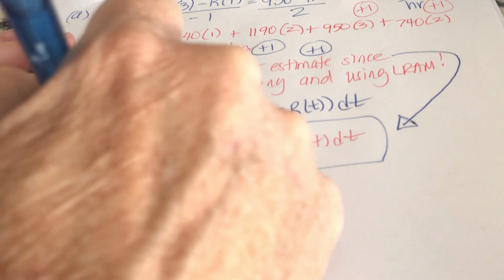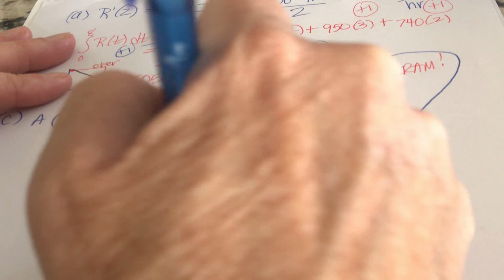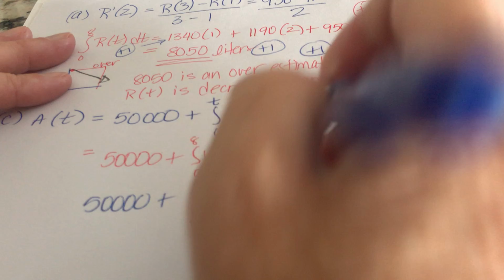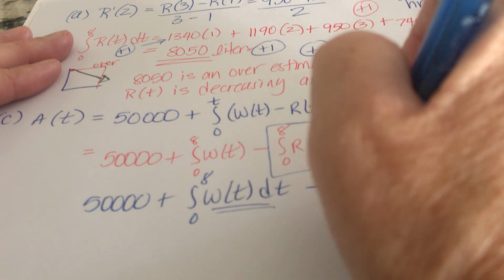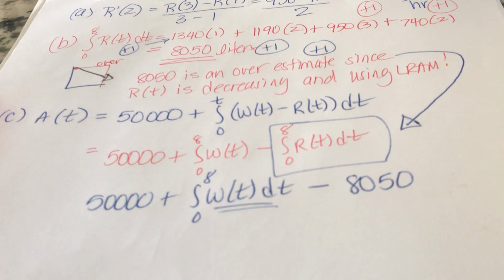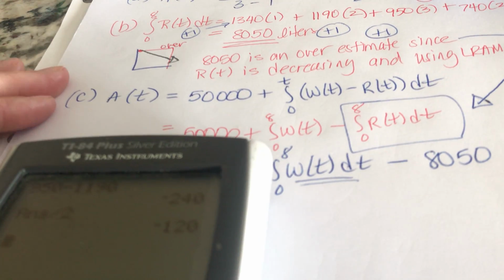So we have 50,000 plus the integral from 0 to 8 of W(t) dt. You're going to use your calculator for this piece. And then you're going to minus 8,050. All right, so let's see how this works.